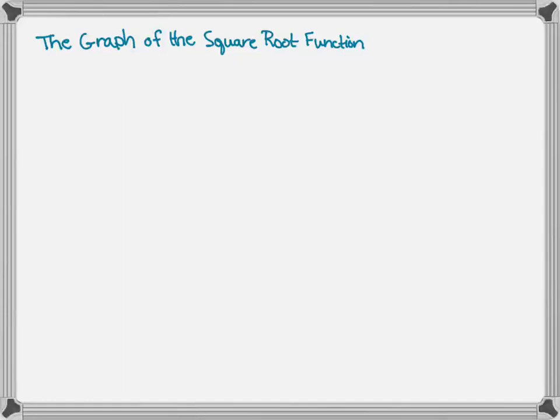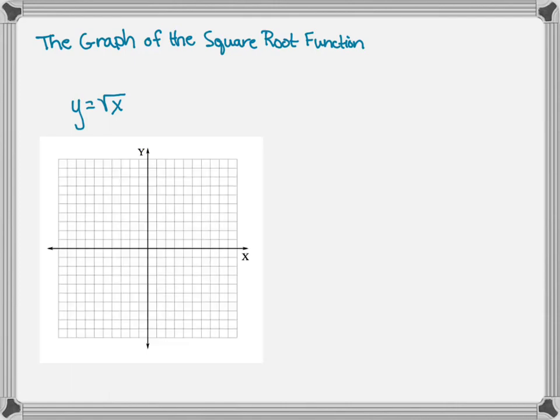Let's look at the graph of the square root function. So y equals the square root of x. Let's create a quick table of values. So x and y. When x is 0, y is the square root of 0, which is 0.